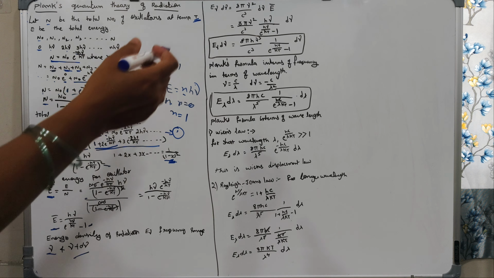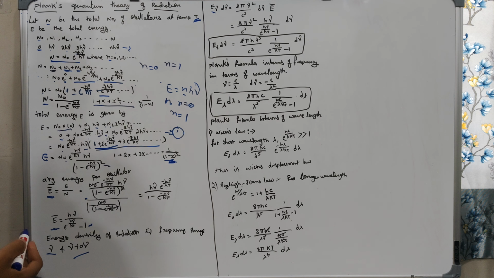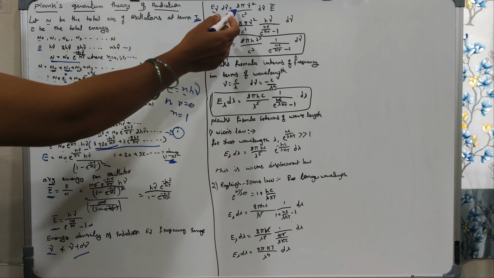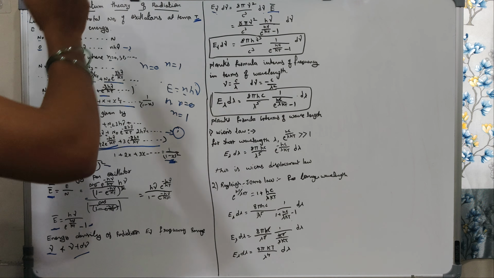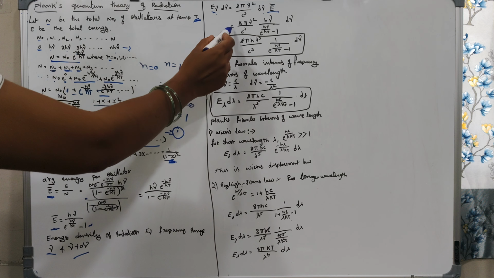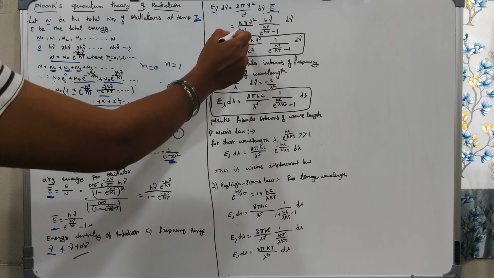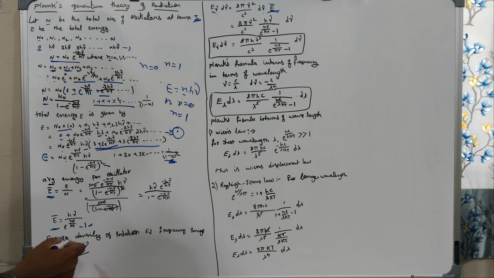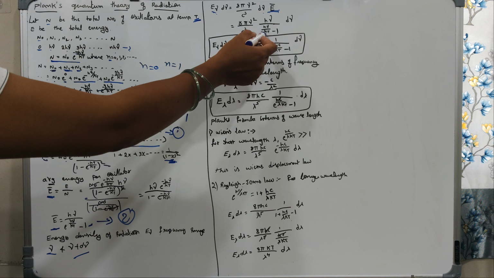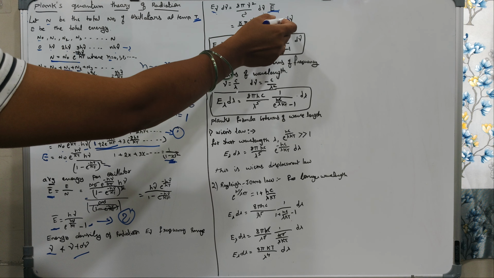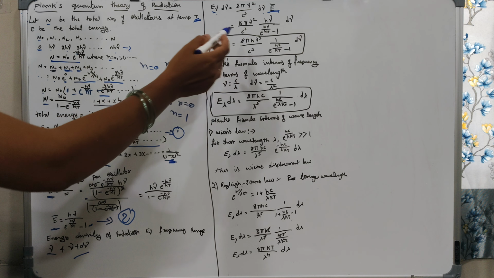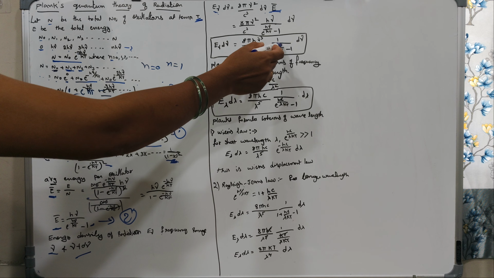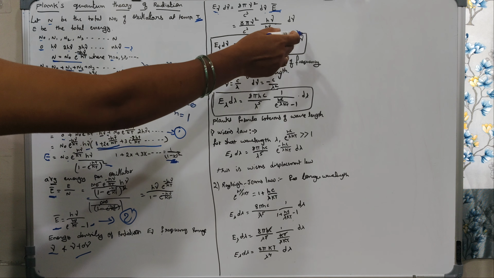That is given as the energy density for a range of frequencies, E nu d nu, equals 8 pi nu square by c cube into d nu into the average energy of n number of oscillations. So that equals 8 pi nu square by c cube, and this E bar is substituted with this equation. So h nu by e to the power of h nu by kT minus 1 is substituted. So E nu d nu equals 8 pi h nu cube divided by c cube, times 1 divided by e to the power of h nu by kT minus 1, into d nu.